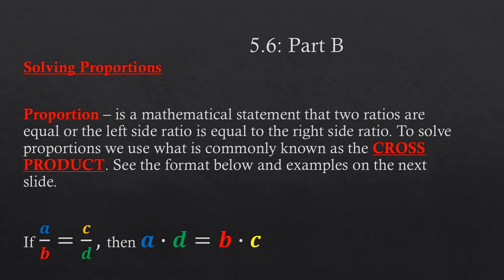Solving proportions. A proportion is a mathematical statement that two ratios are equal, or the left side ratio is equal to the right side ratio. To solve proportions, we use what is commonly known as cross product. See the format below and the examples on the next slide. If A divided by B equals C divided by D, then A times D equals B times C.